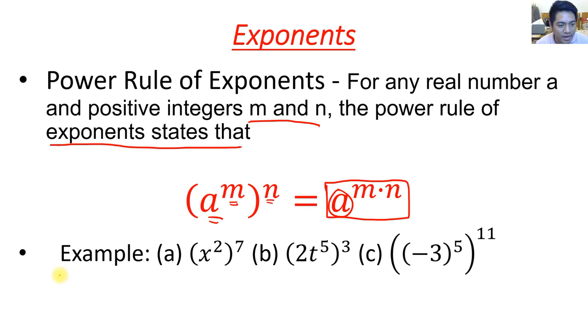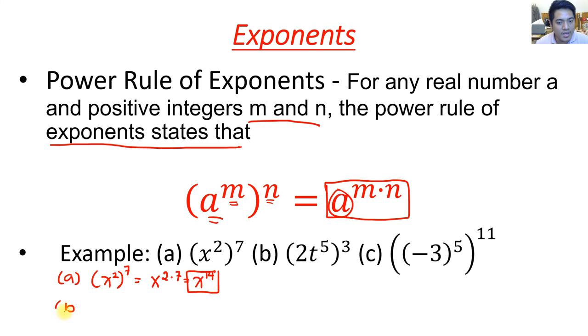So for example, for letter A, we have x squared quantity raised to 7. So this x squared is raised to a higher exponent, which is 7. So what are we going to do? We are just simply multiplying 2 and 7. So you have x raised to 2 times 7, that would be x raised to 14.